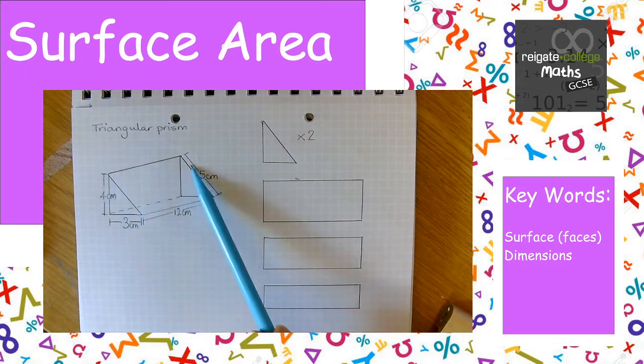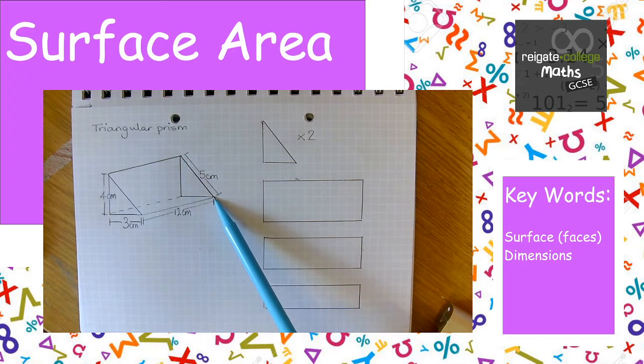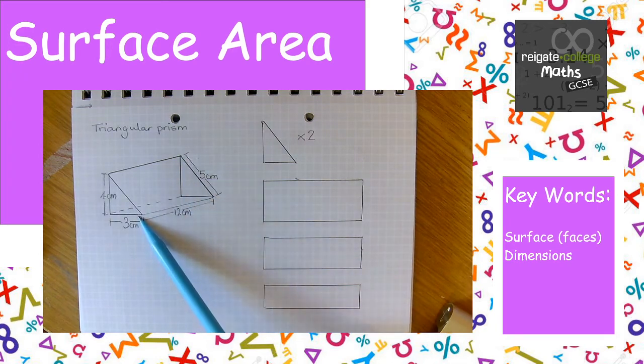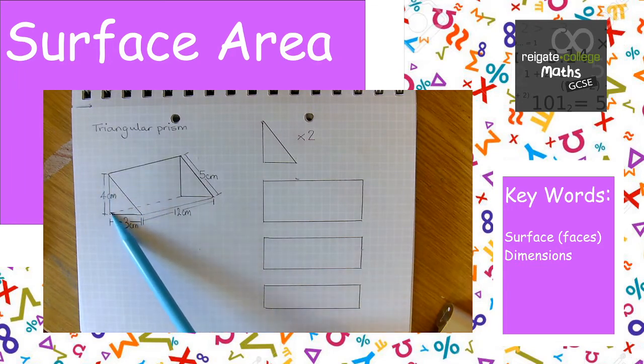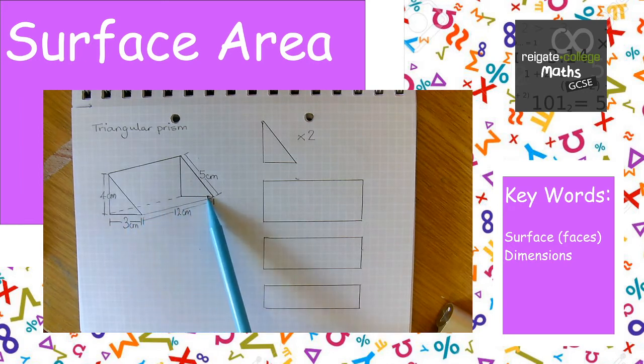The top sloping side is 5 by 12 centimetres. The back of the prism is 4 by 12 centimetres, and the base of the prism is 3 by 12 centimetres. So I've drawn these out here to indicate what I'm calculating.